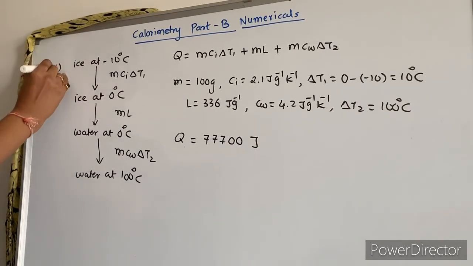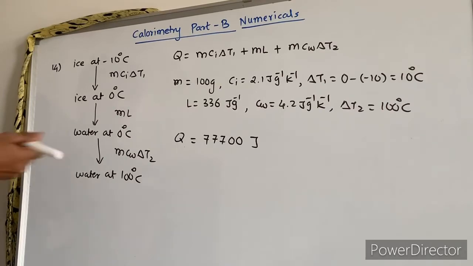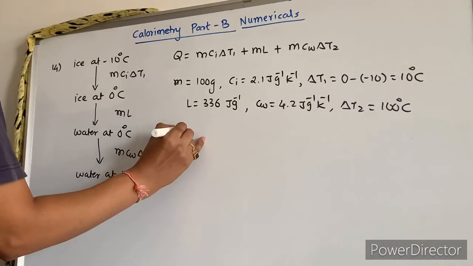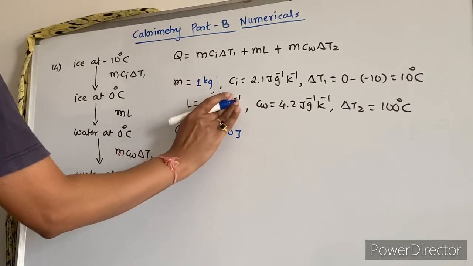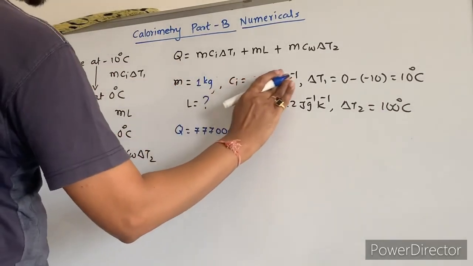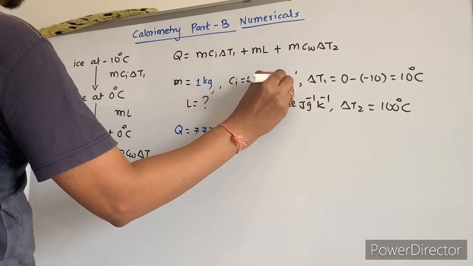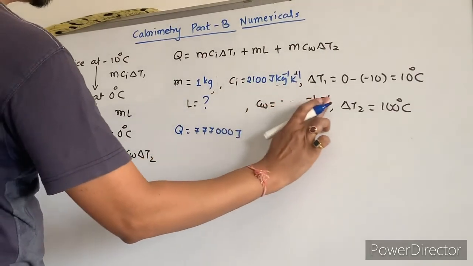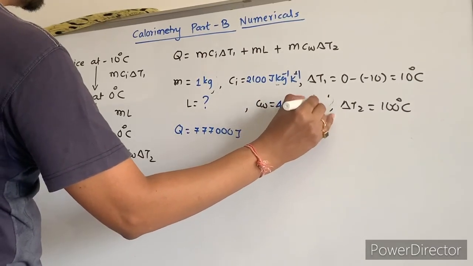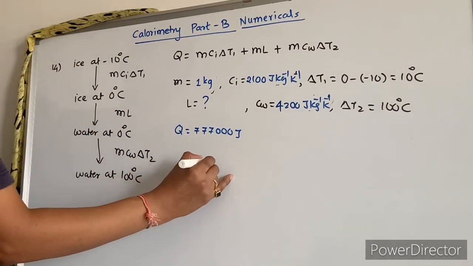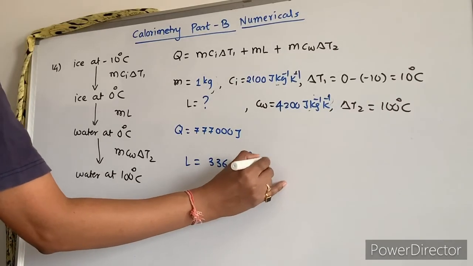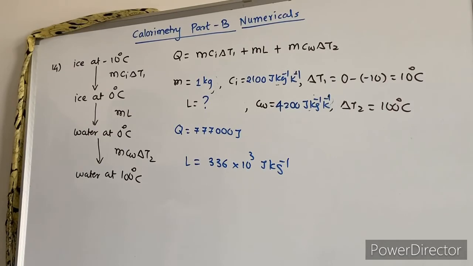What is given in 14? It's a little change. Same part, the amount of heat energy required to convert 1 kg of ice at -10 to water at 100 degrees Celsius. Now only the data is changed. So here Q is given. The Q value is 777,000 joule. Mass is given as 1 kg. L is the unknown. Ci is 2100 joule per kilogram per Kelvin. Cw is 4200 joule per kilogram per Kelvin. The remaining part is as it is. You just substitute the values. You get L equal to 336 into 10 raised to 3 joule per kg. This is your answer. This is about the 14th.